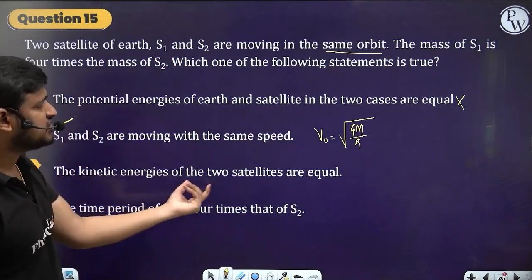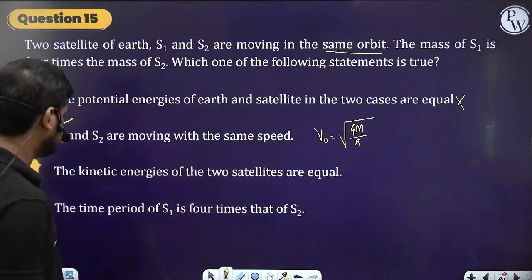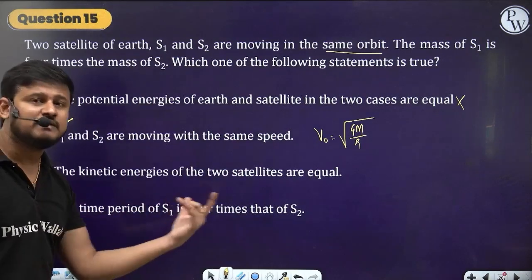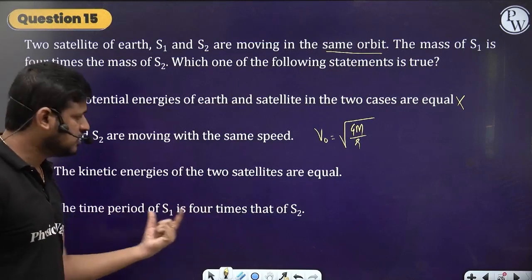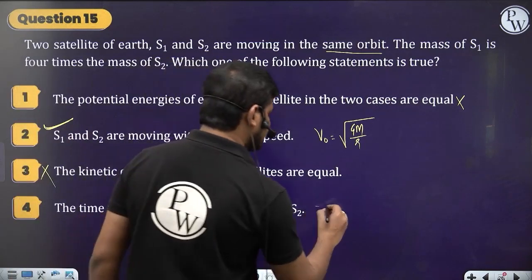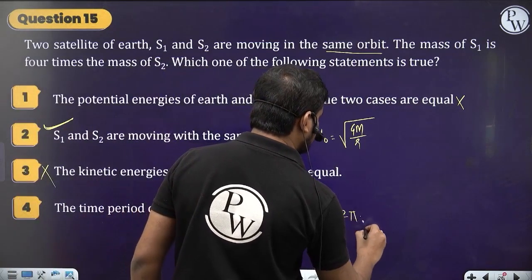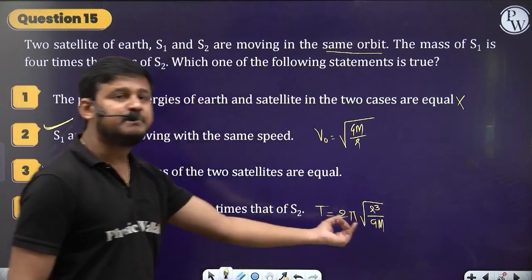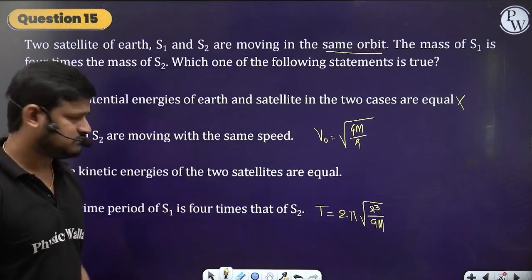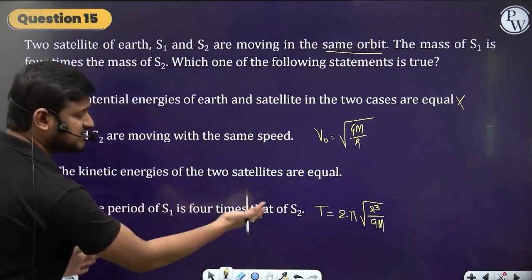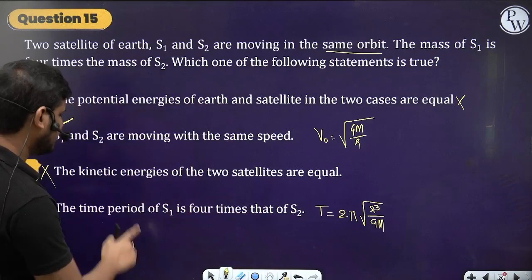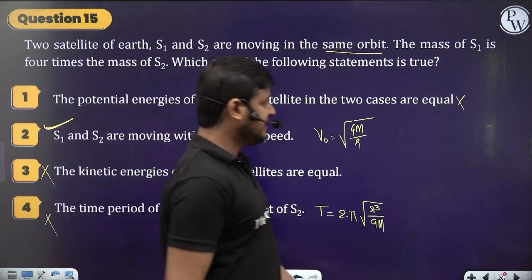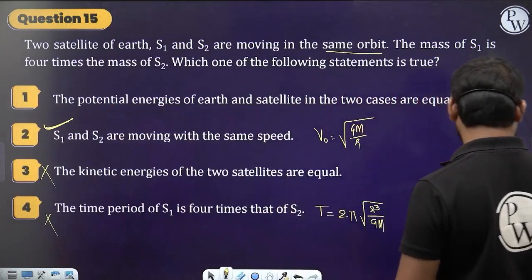The kinetic energy also depends on the mass of the satellite, so it cannot be equal. Time period 4 times. The time period also will be equal, because the time period is 2 pi into root over r cube by GM, right? So the time period is independent of the mass of the satellite, guys. If the statement says the time period is equal, you can choose that also. But here they said it is 4 times that of S2, which is not possible. Done. Understood this part? Chalo.